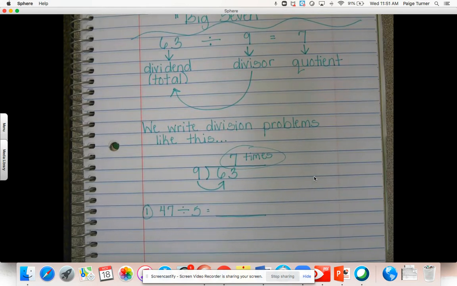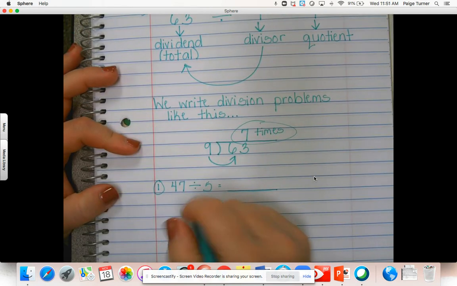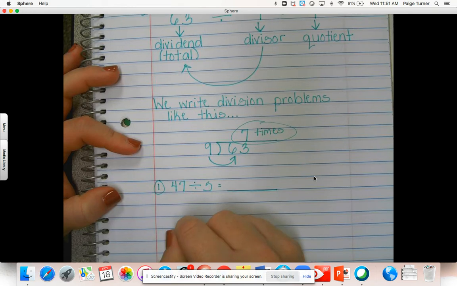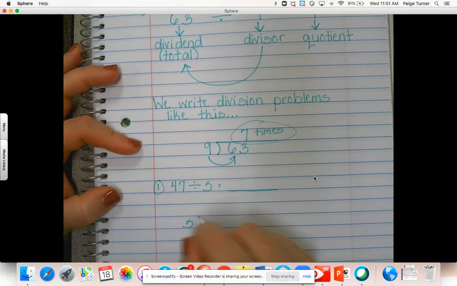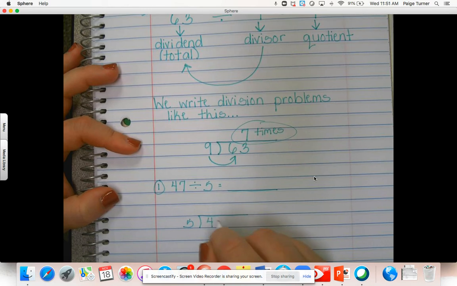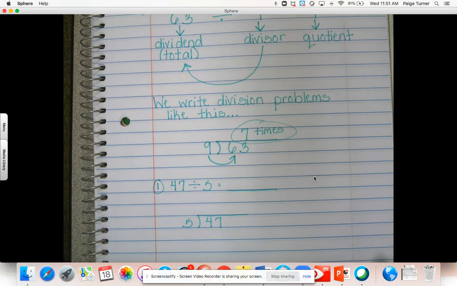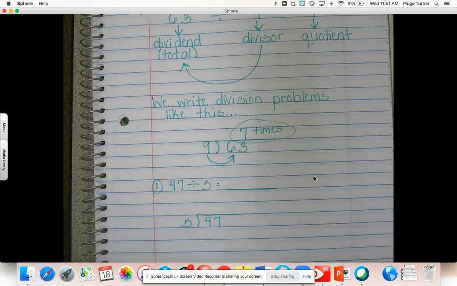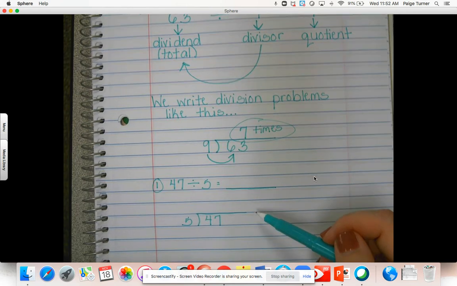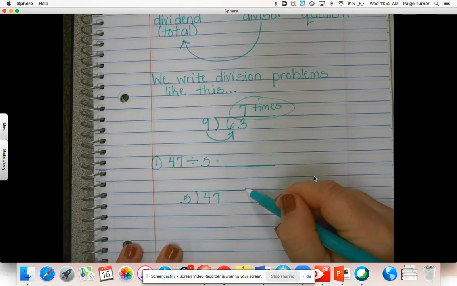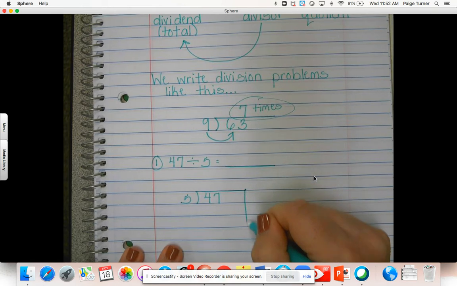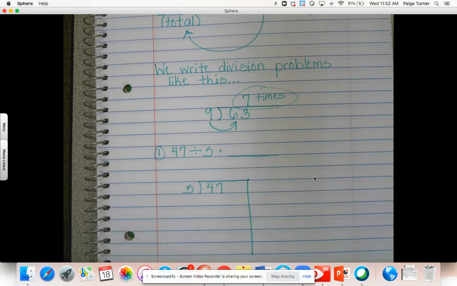So if we're given 47 divided by 5, first we need to set this up correctly. So we're going to skip down a couple lines, and we're going to set it up like this. Our 5 goes on the outside. Our 47 goes on the inside. Now remember, our partial quotient strategy has a nickname. It's called the Big 7. And here's the reason why. Look at what my pencil's about to do, because you're going to do this with me. See where I'm at right here? Start here. I want you to go down, just like this. And it actually does look like the number 7. See, it kind of looks like the number 7 here. So this is why we call it the Big 7.